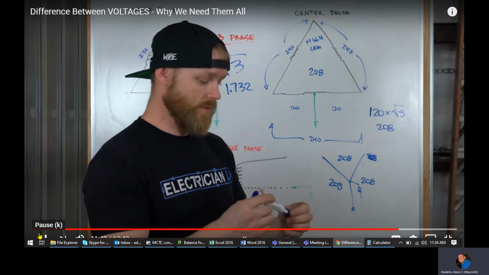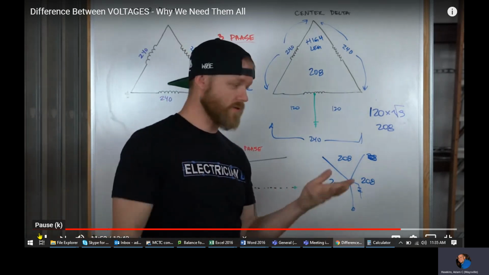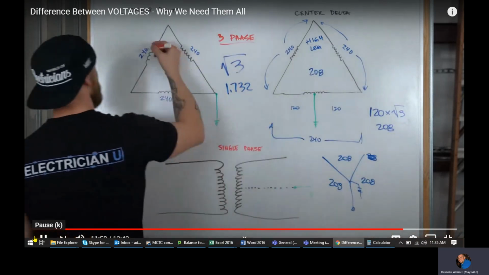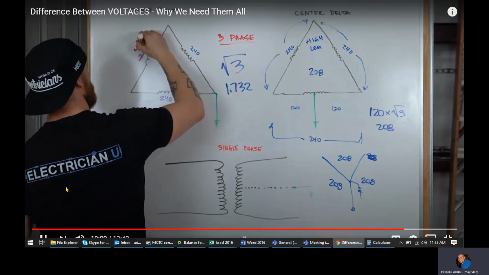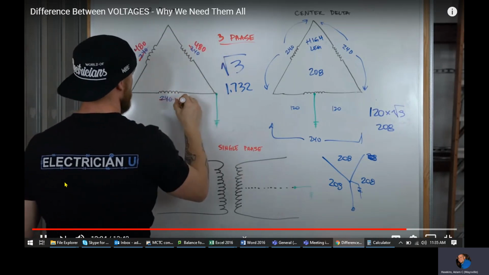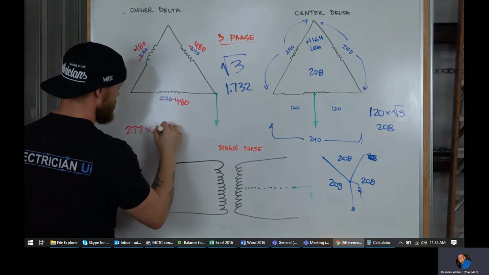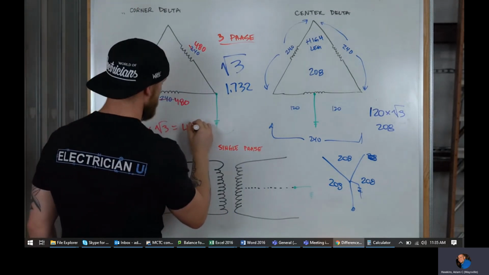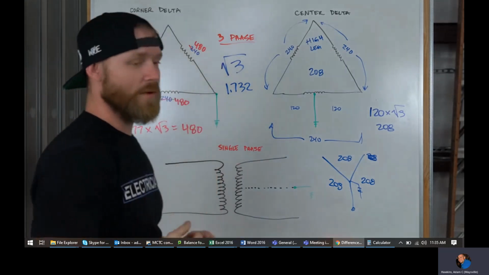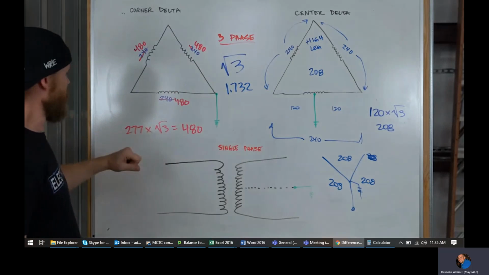480 volts is the same way. A lot of people that start out say, okay, well, how the heck do you even get 277 versus 480? If we look at it, just scratch all of these out and say this is 480, 480, and 480. Well, 277 times the square root of 3 equals 480. And it actually probably equals like 479.25 something or other. But you get the idea.